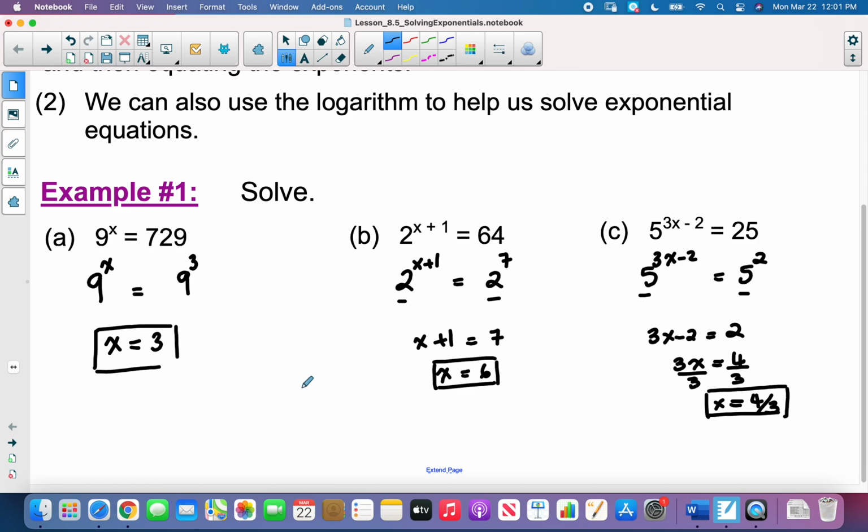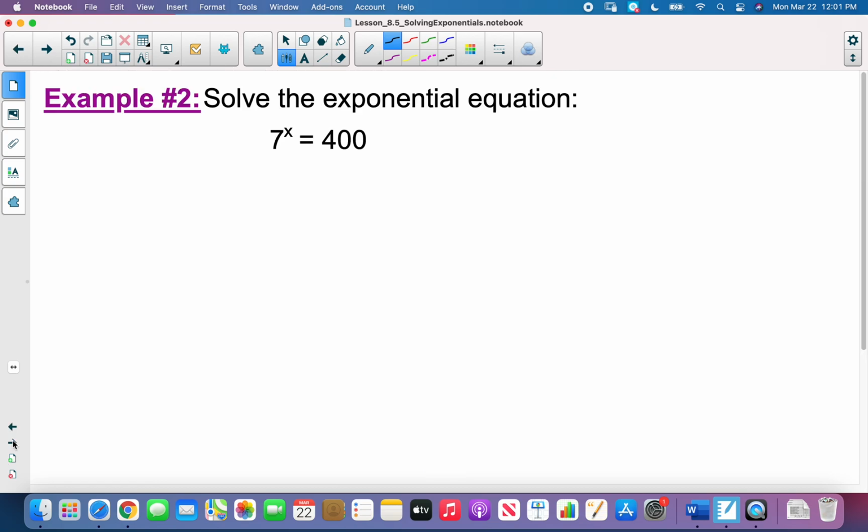What would you do if you were asked then to solve the exponential equation 7 to the power of x equals 400? It is difficult to solve this like we did in the previous examples because we cannot rewrite 400 as 7 to a positive exponent, which we could do in the previous examples. So in this case, we have to use logarithms to help us solve.